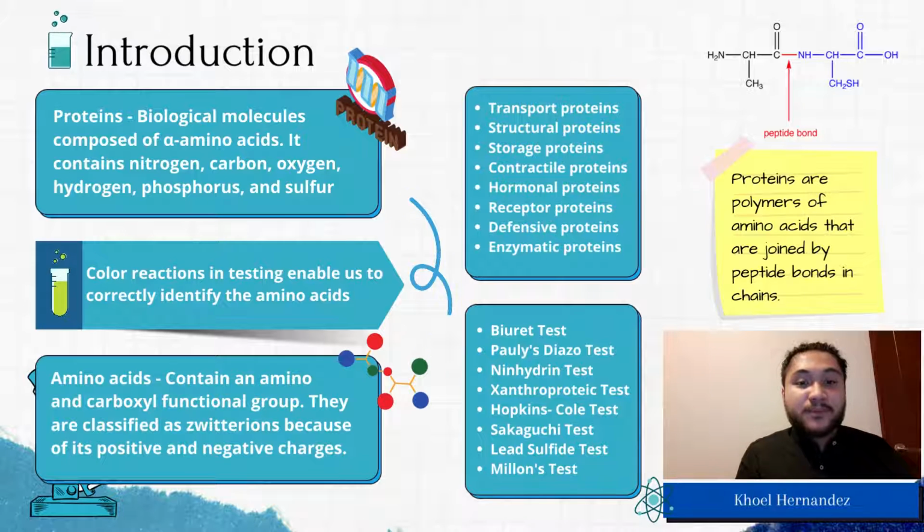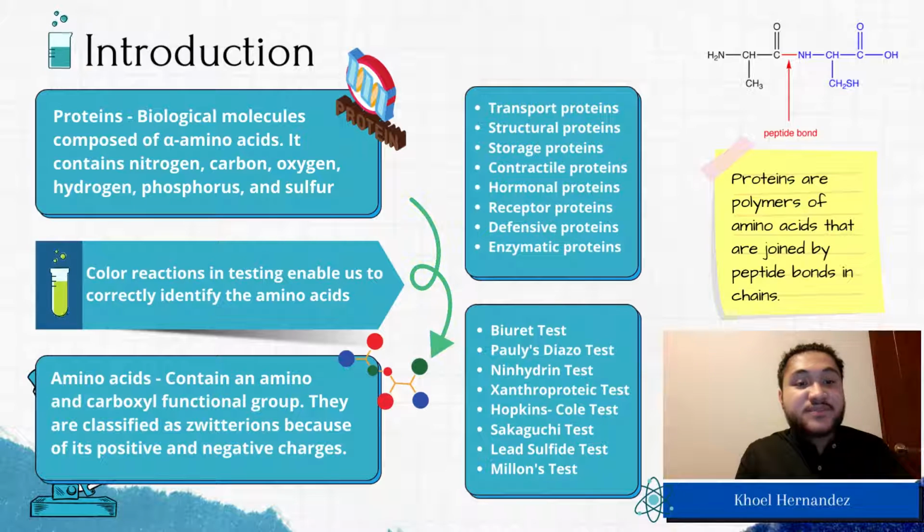Amino acids are what make up proteins, and they're molecules that contain an amino and carboxyl functional group. They are mostly classified as zwitterions due to the isoelectric points having both positive and negative charges.